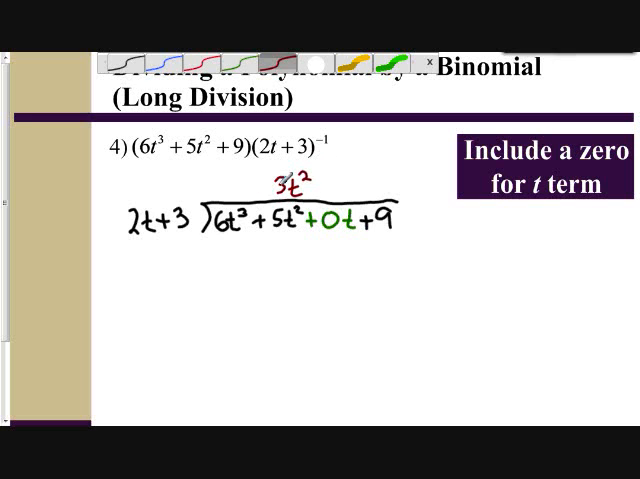squared. Distribute 3t squared to both terms, and you will get 6t cubed plus 9t squared. Subtract the entire expression. First term is going to cancel, so we have 5t squared minus 9t squared, and that would be negative 4t squared. Drop down our 0t.